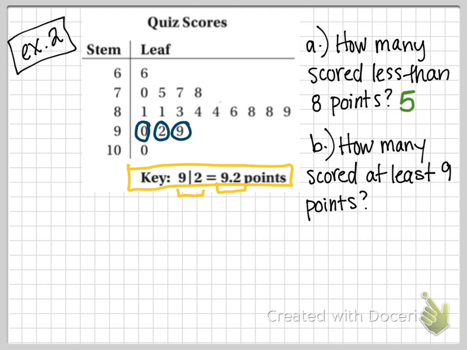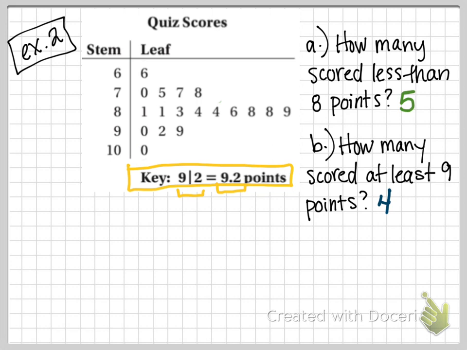This is at least 9. 9 or greater. At least means 9 or greater. 10.0 is also 9 or greater, right? So a total of 4 students got at least 9, which means 9 or greater. Good. All right, last one.